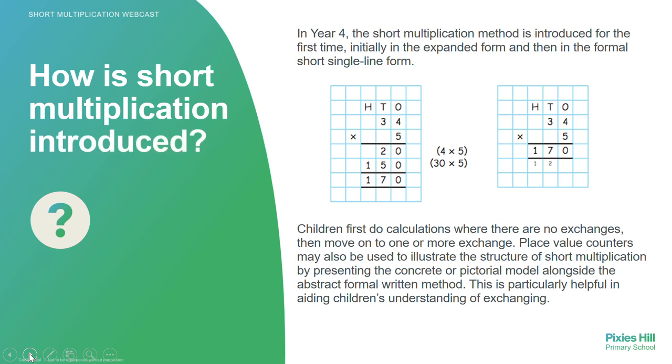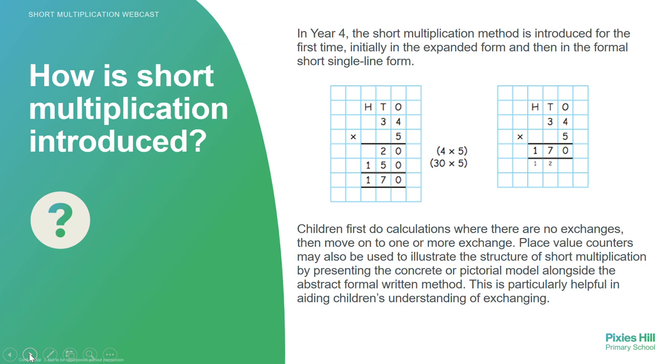So how is short multiplication first introduced? In Year 4, the short multiplication method is introduced for the first time, initially in the expanded form, as seen below on the left, and then in the formal short single line form, as displayed on the right. Children first do calculations where there are no exchanges, then move on to one or more exchange.